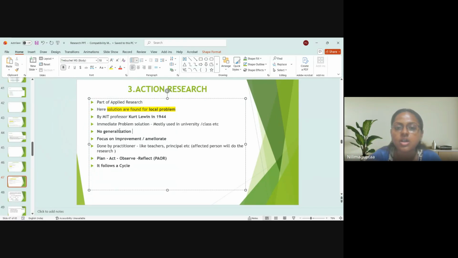I think this is one of the basic problems which almost every college faces. Okay, so this was developed by an MIT professor and it is providing immediate solutions and is mostly used by universities or class teachers or school teachers or the principals. Generalization is not possible because ragging is a universal problem.